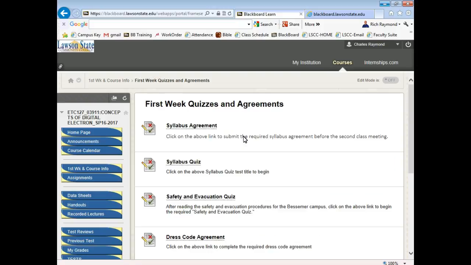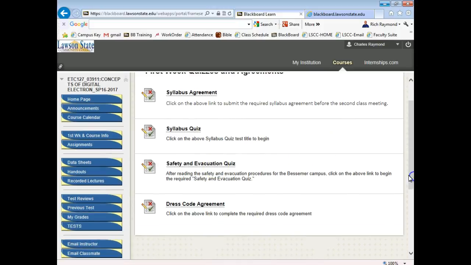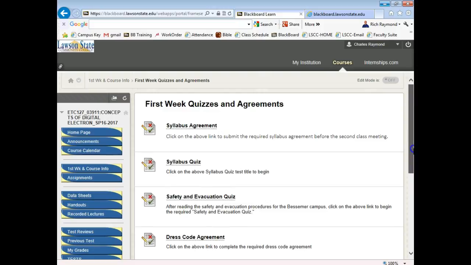So we have a syllabus quiz. We have a fire and evacuation quiz. We have a fire and evacuation procedure. And then we have another thing that says I'm going to agree with the dress code for the college. And this was brought about by people wearing all kinds of stuff at school that they shouldn't be wearing. So the college has a dress code, and the dress code is up here.